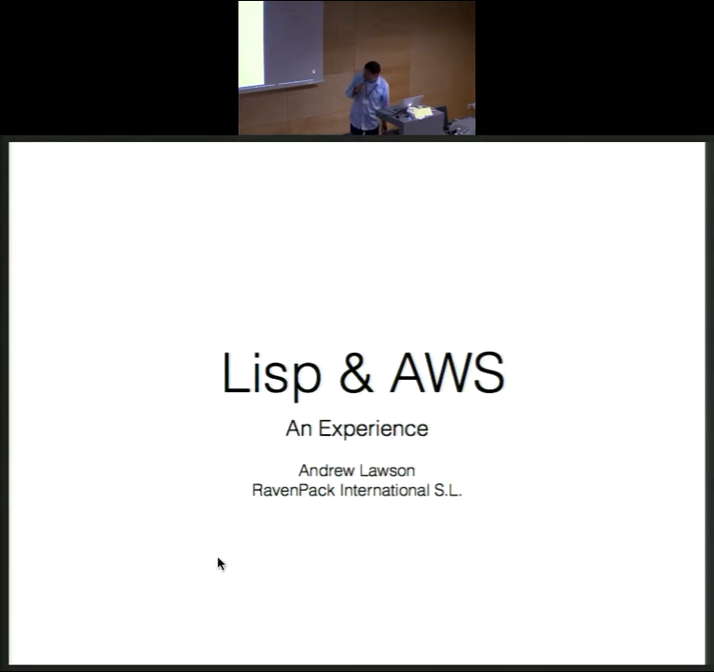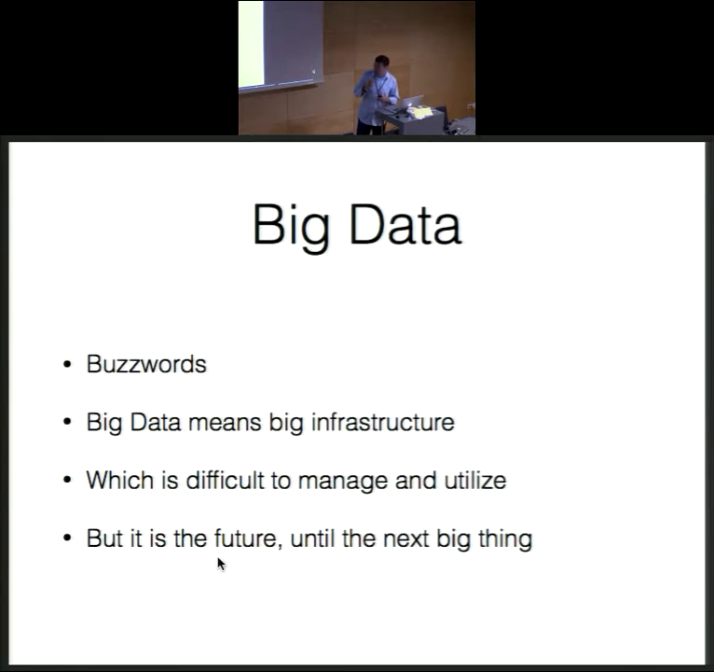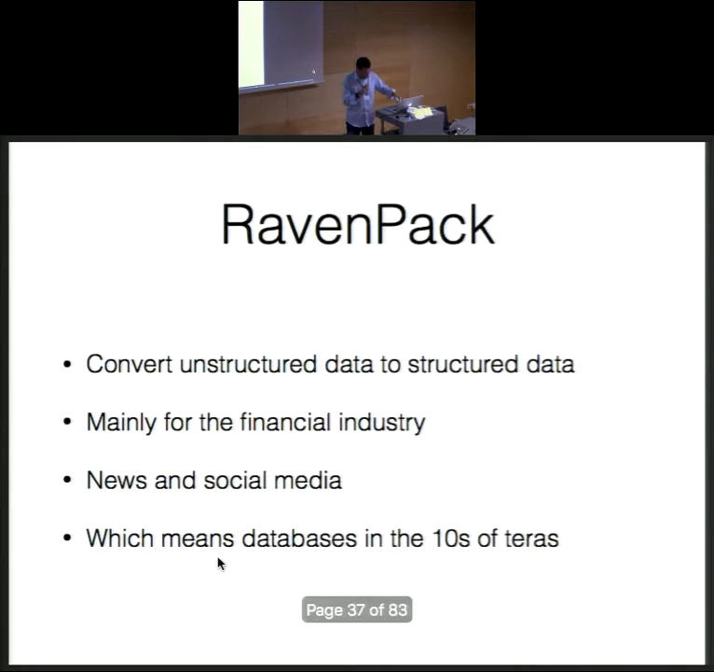Okay, this is a cut down of what would have been a bigger presentation if they hadn't rejected me in the first place. So I'm going to be very quick. In the last year, we at Ravenpack have been moving some stuff into the cloud. Big data is the buzzword. It means lots of infrastructure, which is expensive, difficult to manage if you're doing it yourself, and seems to be the future for the moment. We'll see how that goes. We convert unstructured data to structured data for the financial industry, news and social media, which means tens of terabytes of data.